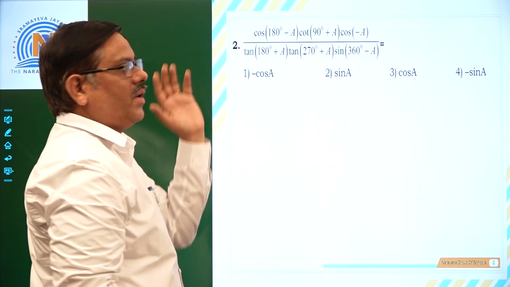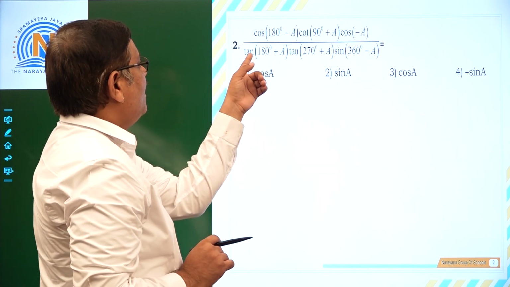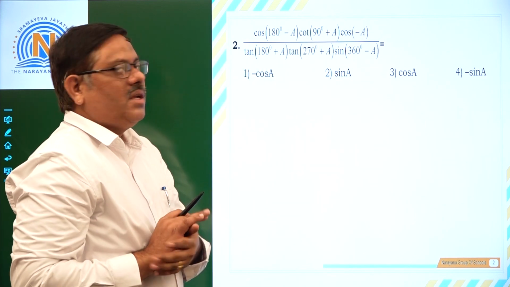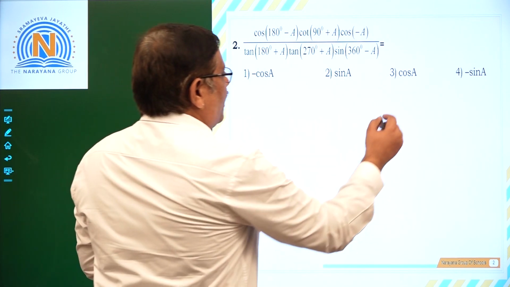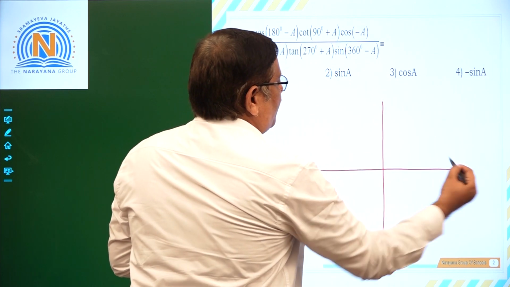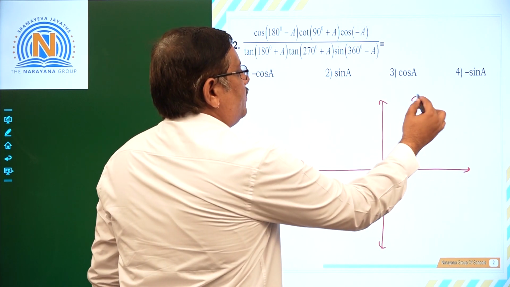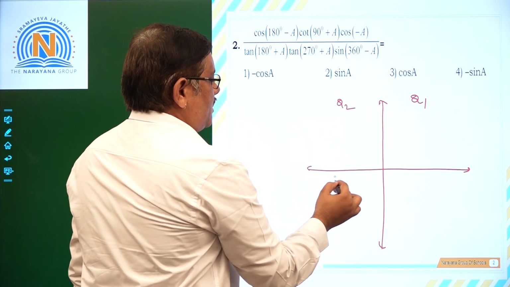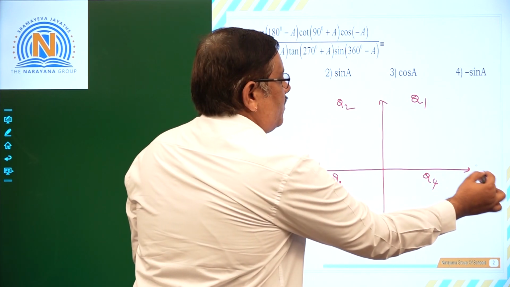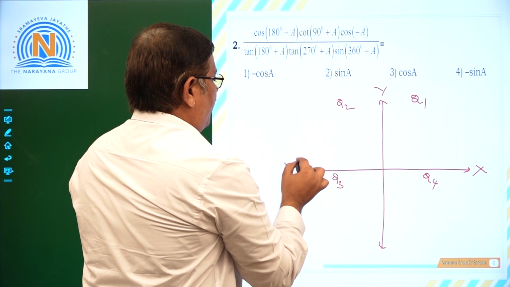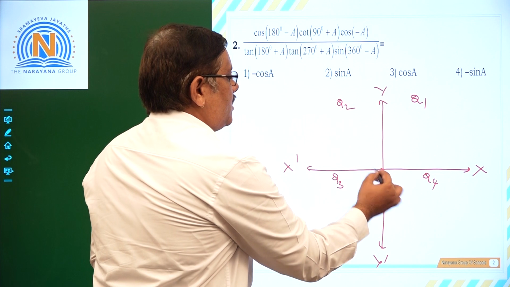What is the value of cos of 180 minus a into cot of 90 plus a, cos of minus a, tan of 180 plus a, tan of 270 plus a, sin of 360 minus a. Here let me give you a little briefing. So this is quadrant 1, this is quadrant 2, this is quadrant 3 and this is quadrant 4. We have 4 quadrants. This is positive x, positive y, negative x and negative y, x dash and y dash. Of course this is the origin.